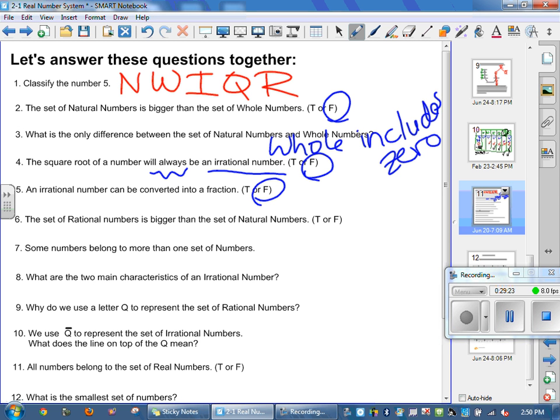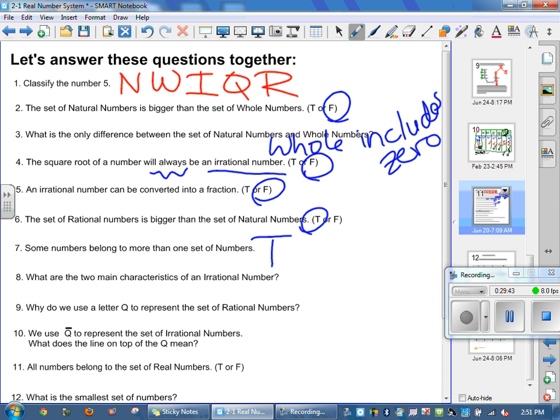Now, the next one, 7. Some numbers belong to more than one set. It's a statement. True or false? True. Absolutely, that's true. Number 8. What are the 2 main characteristics of irrationals?